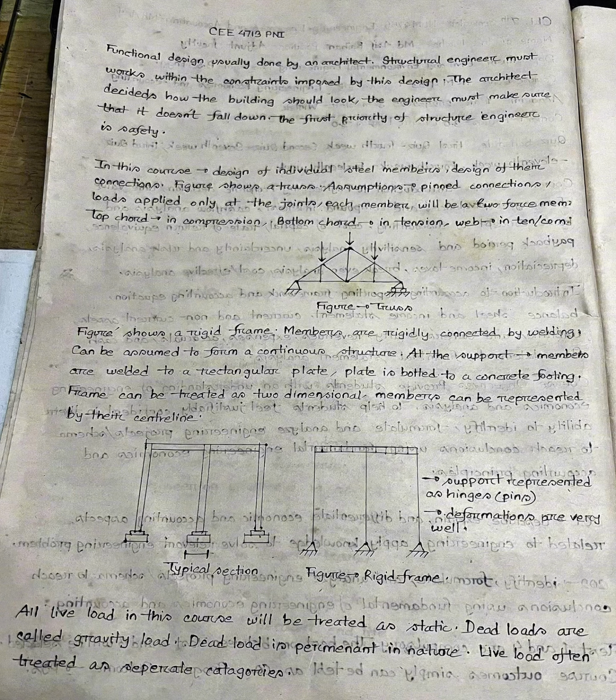Frame design. The figure shows a rigid frame. Members are rigidly connected by welding and can be assumed to form a continuous structure. At the support, members are welded to a rectangular plate. The plate is bolted to a concrete footing.